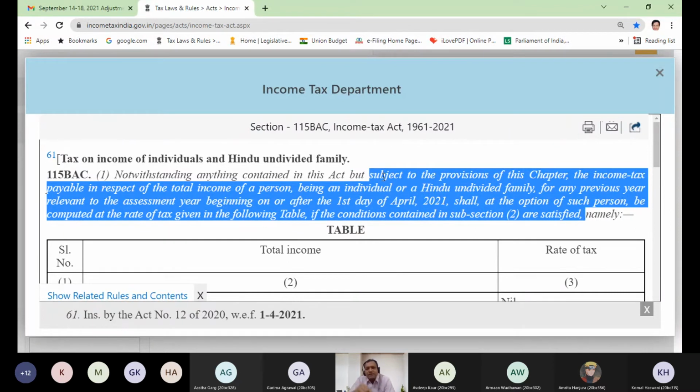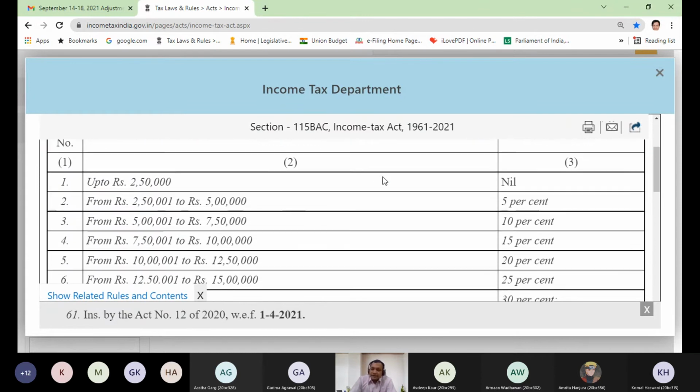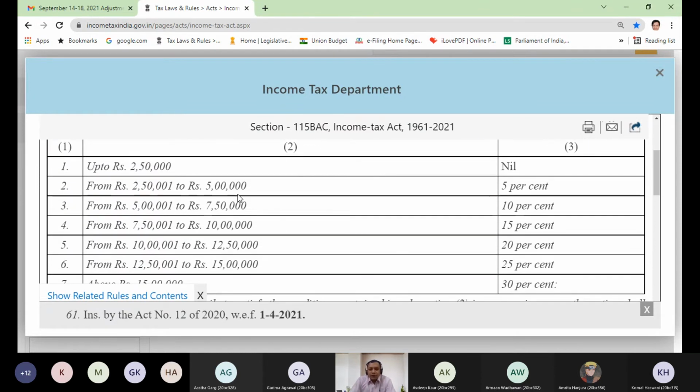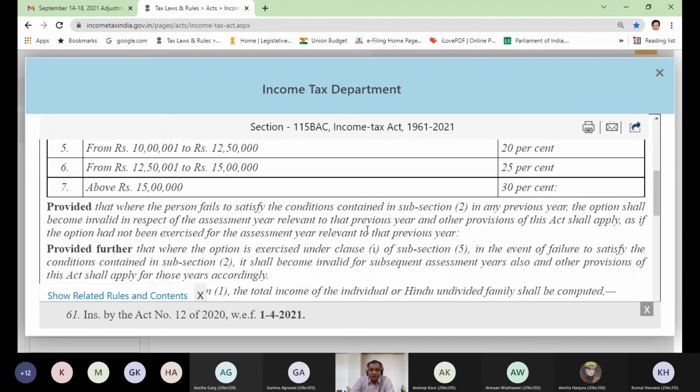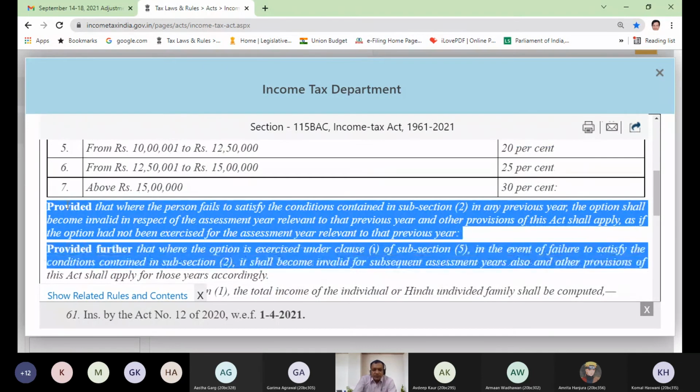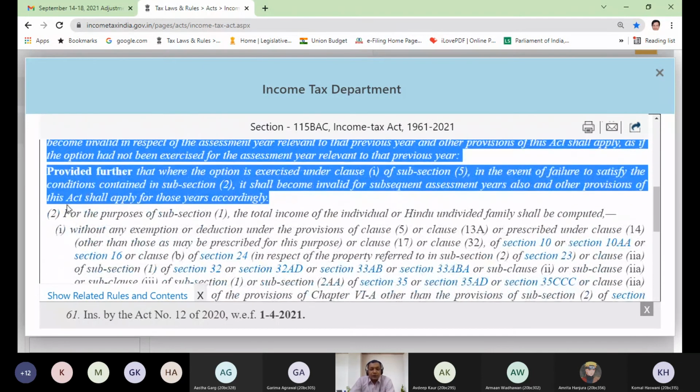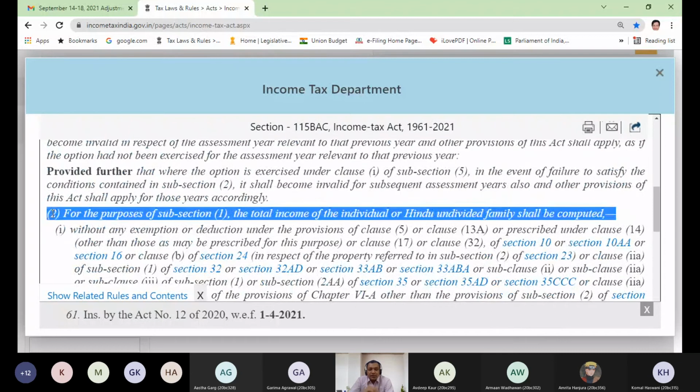So these tax rates are applicable, but it is subject to some conditions. These tax rates I have discussed: 2.5, 2.5 to 5, 5 to 7.5, 7.5 to 10, 10 to 12.5, 12.5 to 15. The same concepts I have discussed. I am not discussing these provisos, ignore them for the time being. Now this is that condition.